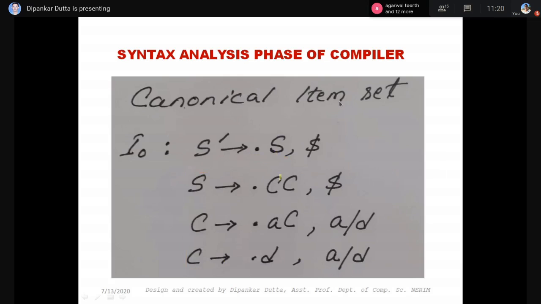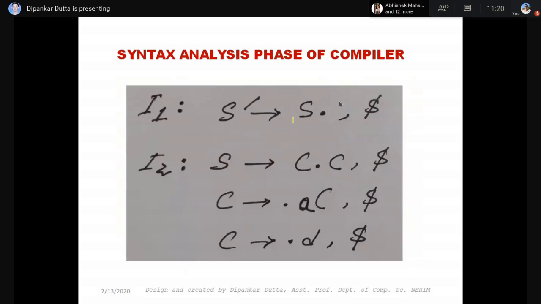Okay. Now in the next slide we will consider the first production as an input. Dot S is input in I1. See, we advance the pointer position from here to here. S dash implies S dot and nothing is there. Dot followed by nothing, so no need to compute the closure for nothing.